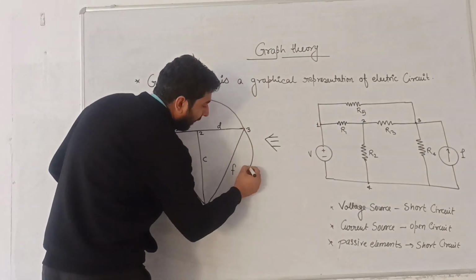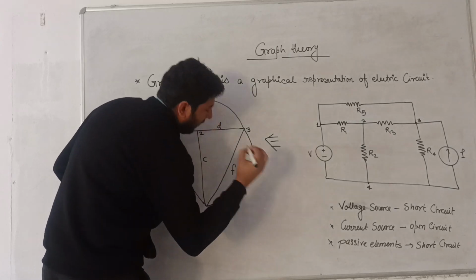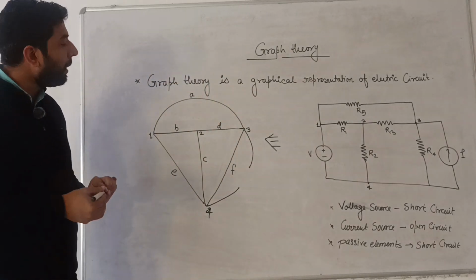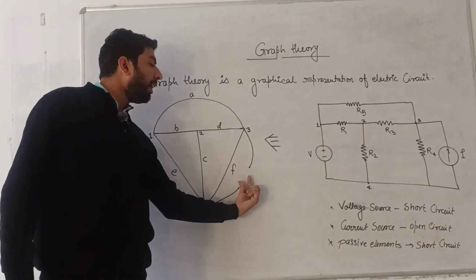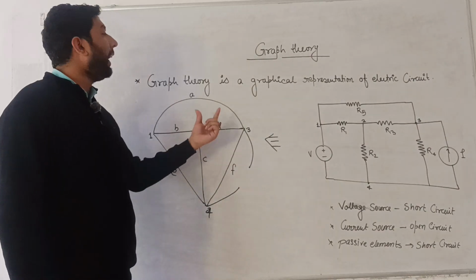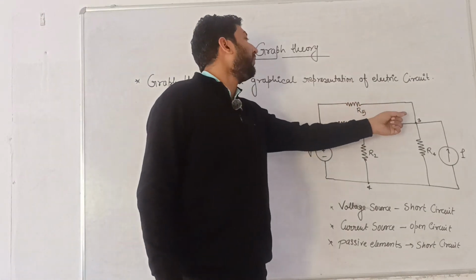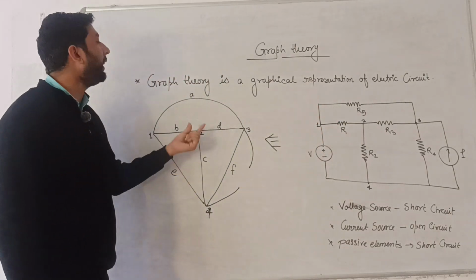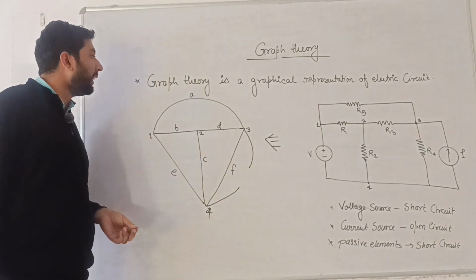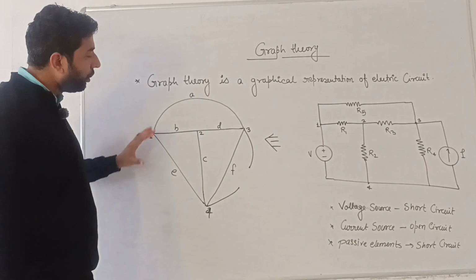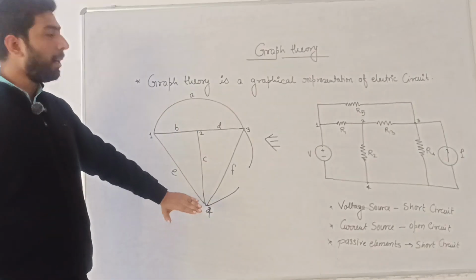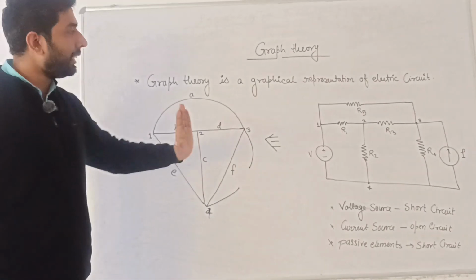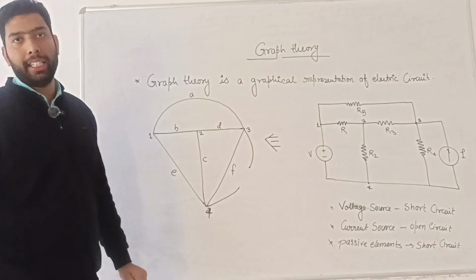So I will draw this branch like this. This is the open circuit branch, and the last one is the R5 branch, which is also a passive component branch, considered as a short circuit, which is represented here by the notation A. So this is the complete diagram of the electrical system using graph theory.